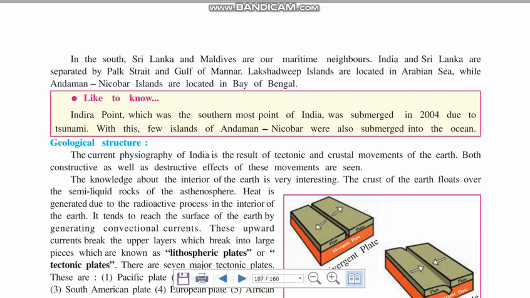See, in the south, Sri Lanka and Maldives are our maritime neighbors. Maritime neighbors mean they are connected by oceans or sea.